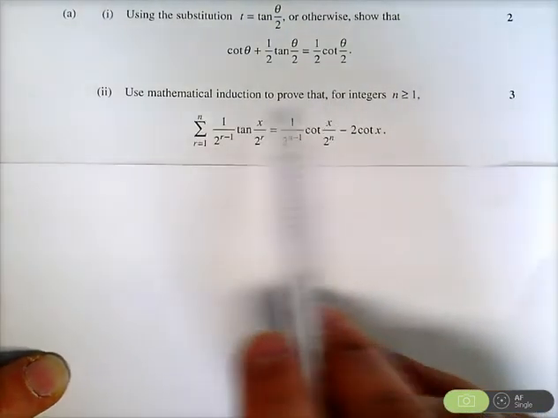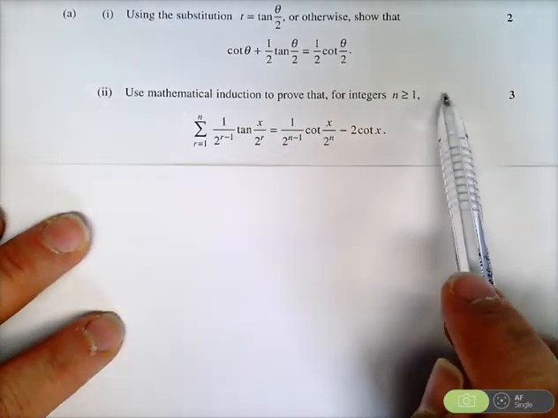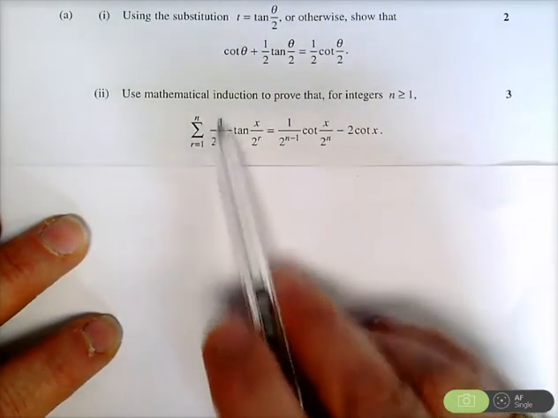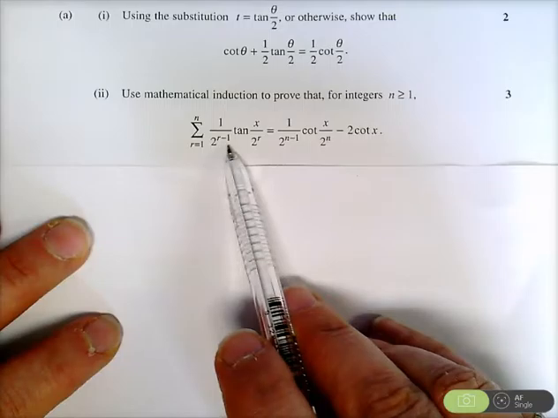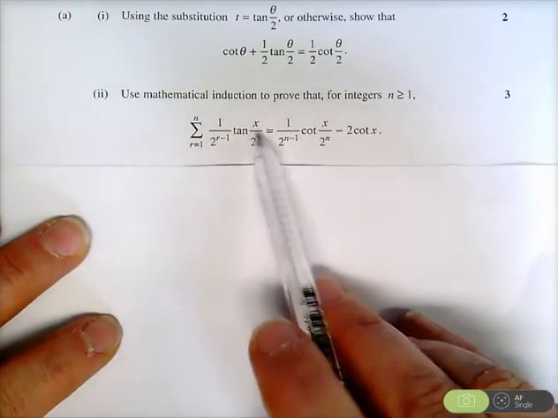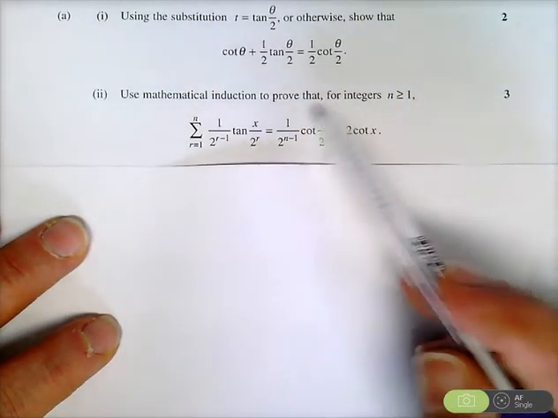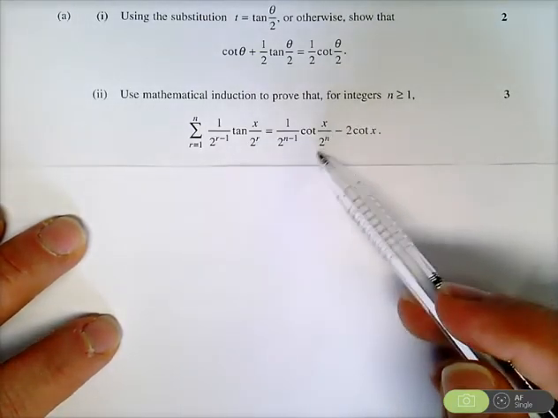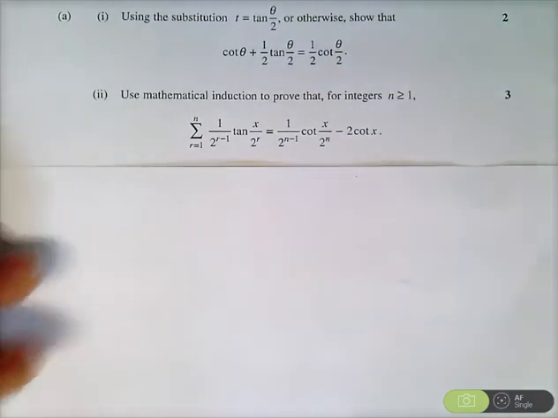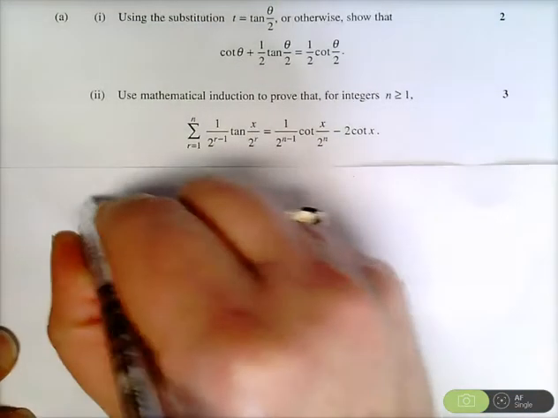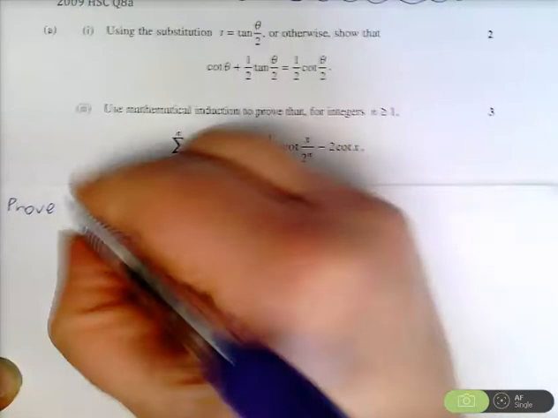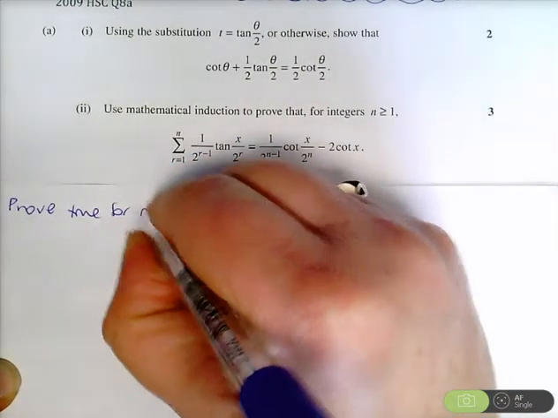Now part 2, use mathematical induction to prove that for integers n greater than or equal to 1, the sum from r is 1 to n of 1 over 2 to the power of r minus 1 times tan x over 2 to the power of r equals 1 over 2 to the power of n minus 1 times cot of x over 2 to the power of n minus cot of x. Okay, let's start with step 1. Prove true for n equals 1.